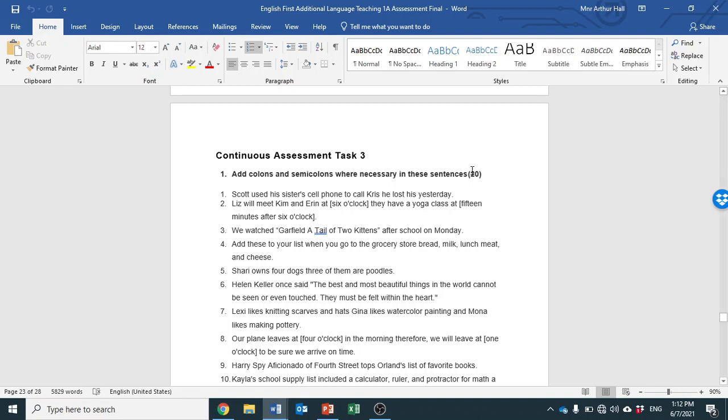The colon goes there, between store and bread, and this is the list: bread, milk, lunch, meat, and cheese.